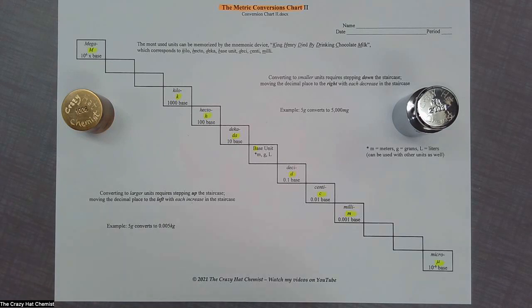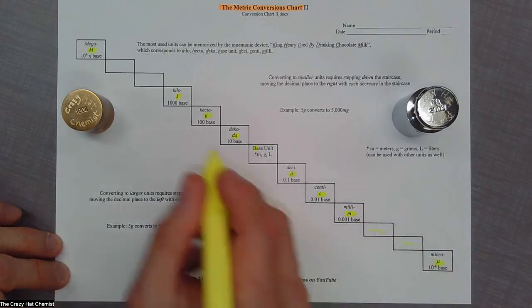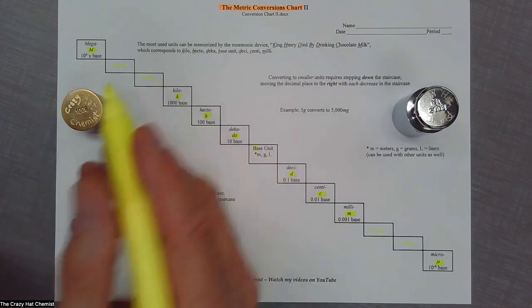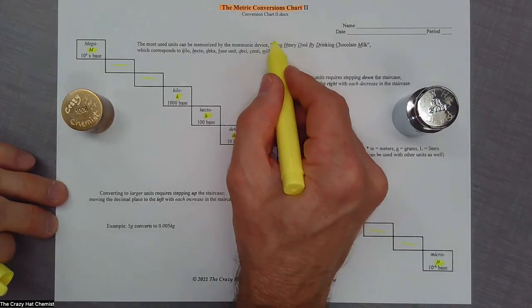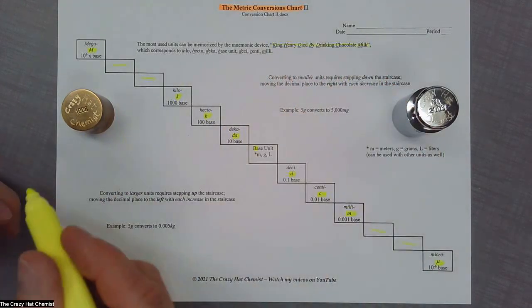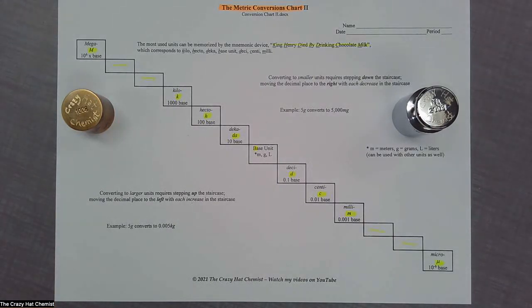Okay. I know that there are spots here that are not labeled, and that's okay because we actually are not going to be ending our steps on there, but we do have to make those steps. Okay, and hopefully you did get the King Henry died by drinking chocolate milk. Don't die by drinking chocolate milk.